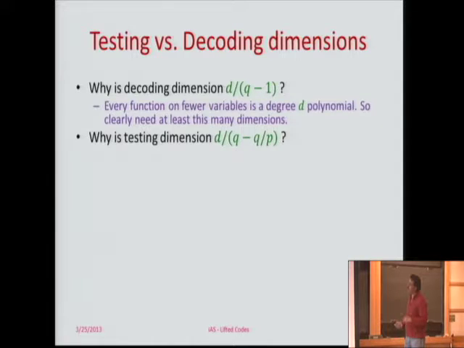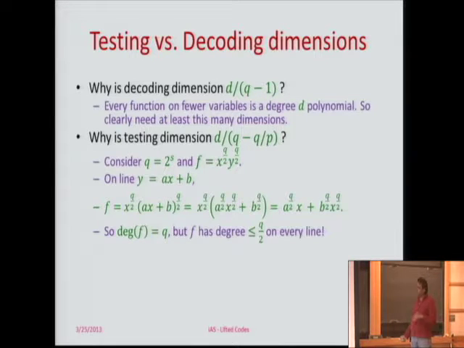Now why is the testing dimension this much weirder quantity? Let me not give you the full analysis, but let me go to a particular case. I will consider q to be a power of 2. In that case we would be saying that the testing dimension should be something like twice d over q rather than d over q minus 1. Why? Let us take a look at a very simple function f, which is x to the q over 2 times y to the q over 2. This is a polynomial of degree q. I want to claim that it actually looks very different on every line.